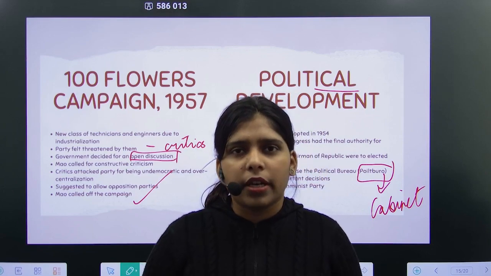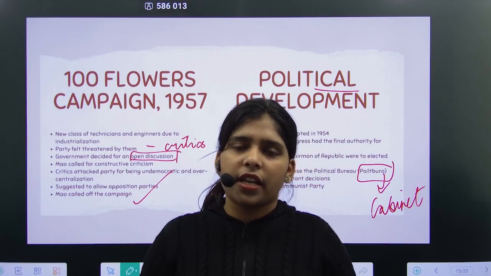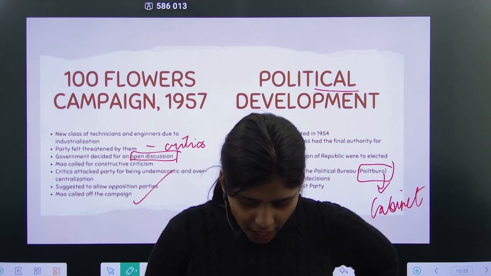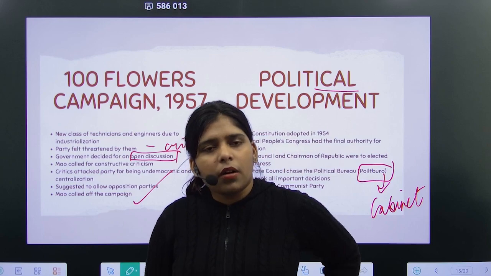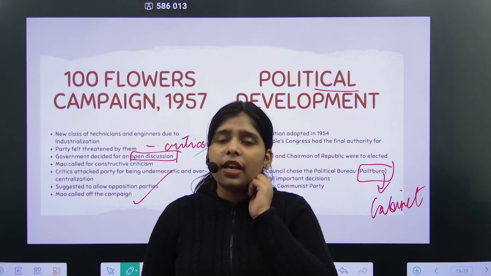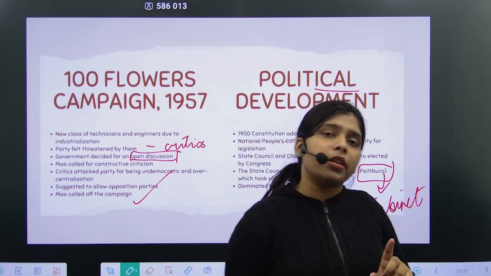And Mao Zedong was ruling till date. Communist Party of China is ruling. Okay, People's Republic of China. All right. This was the political development that happened in China, but economic development is more important in China.